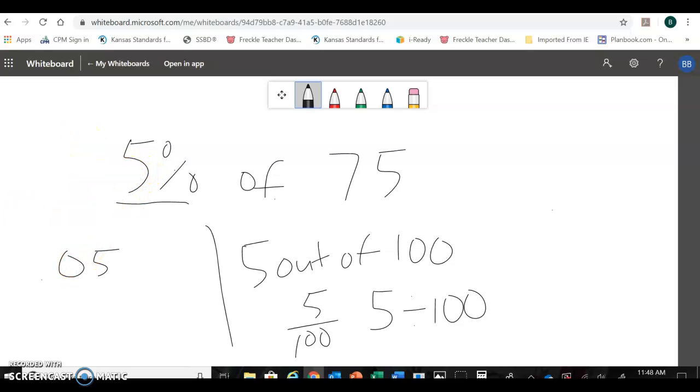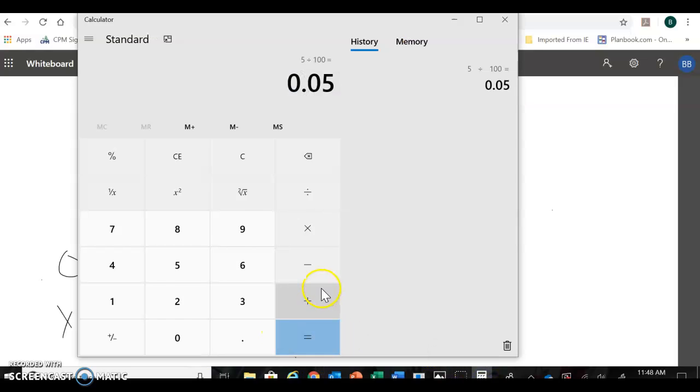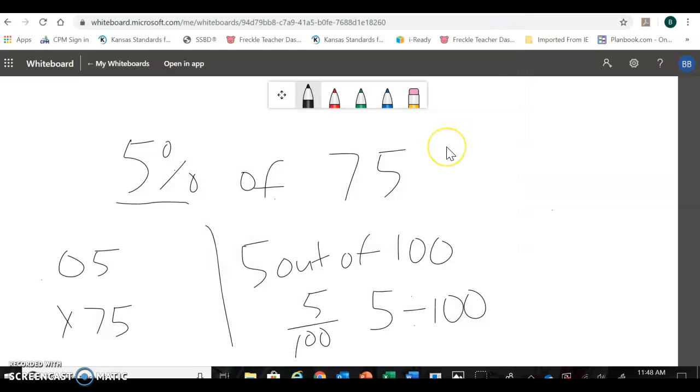And now all we have to do is type in a calculator times 75. The reason I'm multiplying by 75 is because that's the number I was given. So we'll do 5 divided by 100. That's what you get. And then multiply by the other number that you're given. And you just go ahead and try that on your calculator. 0.05 times 75, I get 3.75. That equals 3.75. That's one example. Let's go ahead and try another one.